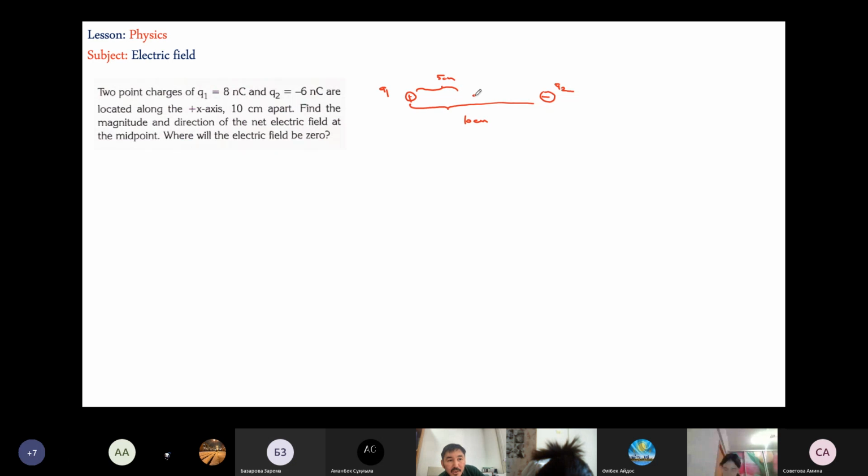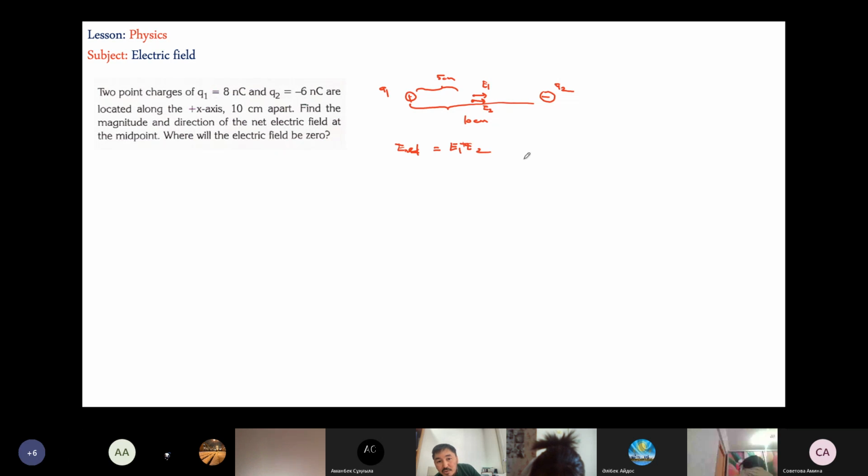Okay, in the first case, find the magnitude and direction of the net electric field at the midpoint. Midpoint means exactly in the middle. To find it, first we can determine the direction. Now E1, because it is a positive charge, and that should be outgoing. What about E2? It should be incoming. So E net will be the sum of E1 plus E2.